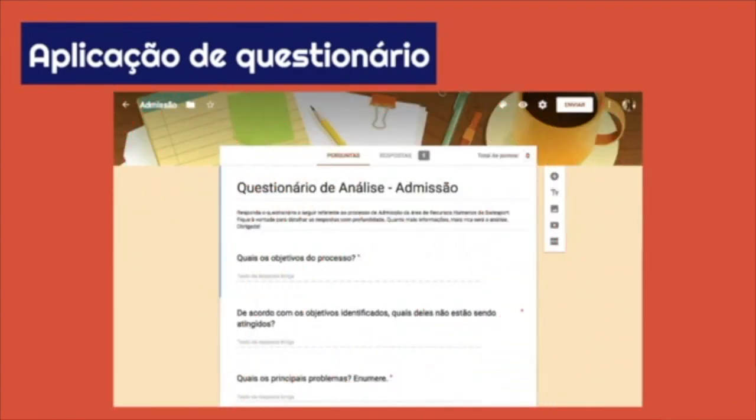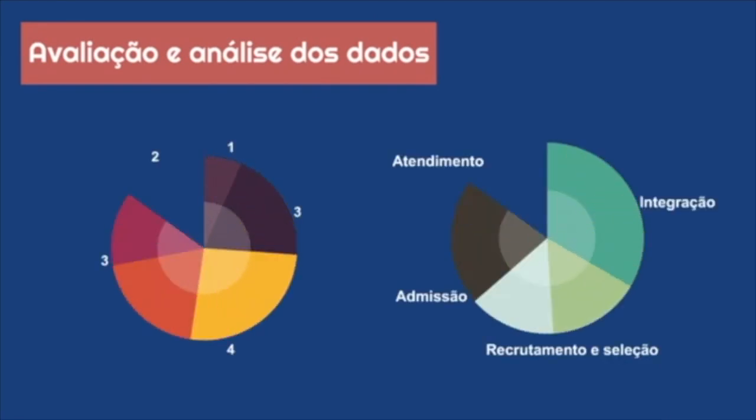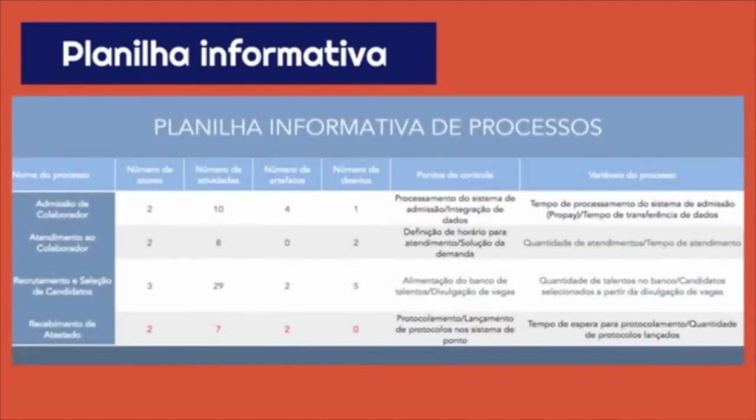After this, a questionnaire was also applied to the manager of the area in order to analyze from their perspective the objectives, problems, main activities, and efficiency of each of the processes. An evaluation and analysis of the data were also made for all the questionnaires applied, and we also made a process informative sheet that gives basic information about the processes modeled before, such as number of actors, activities, gateways, control points, process variables, and others.